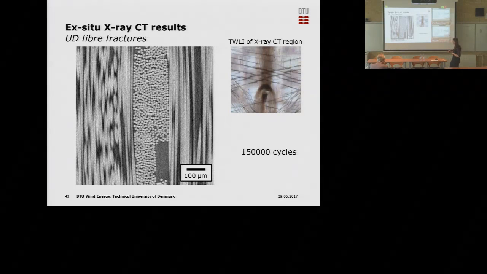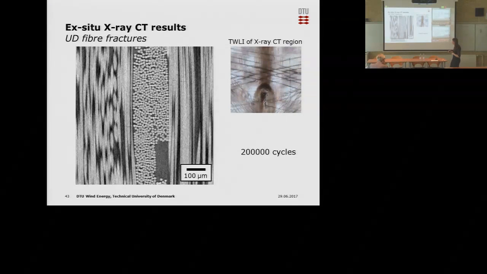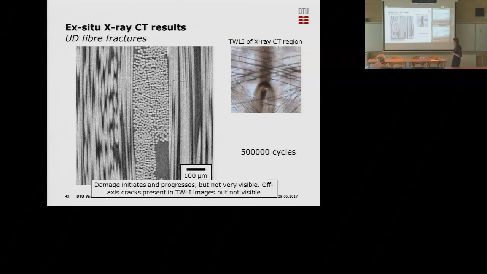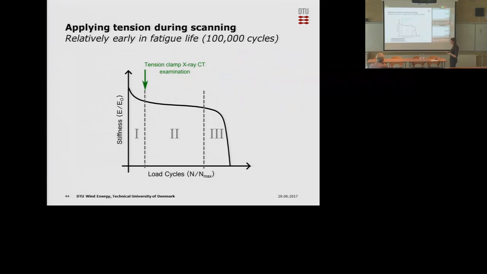And if we go a little bit further, it looks like there's some fiber fractures, but it's not very clear. And even further, they become more clear, and also a few more appear. After 500,000 cycles, well, I'm quite sure now this is fiber fractures, and also there may be some up here. So it's clear that damage initiates and progresses in this region, but it's not very visible in this case. Although we know there is a lot of off-axis crack damage actually present. So you can say, to look into this, how much are we missing?